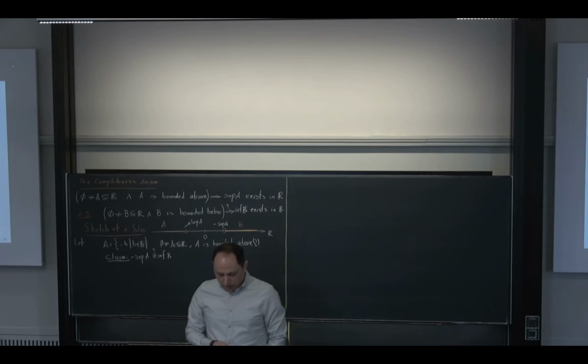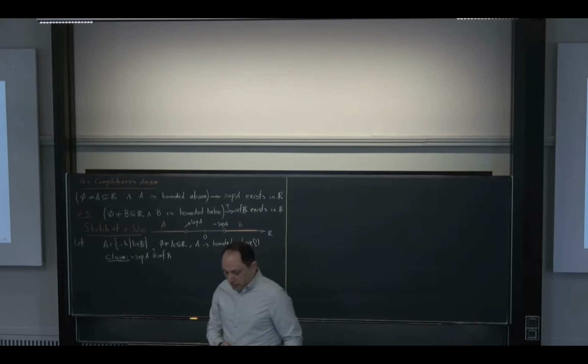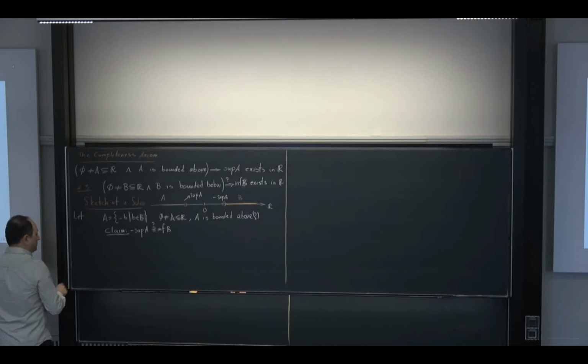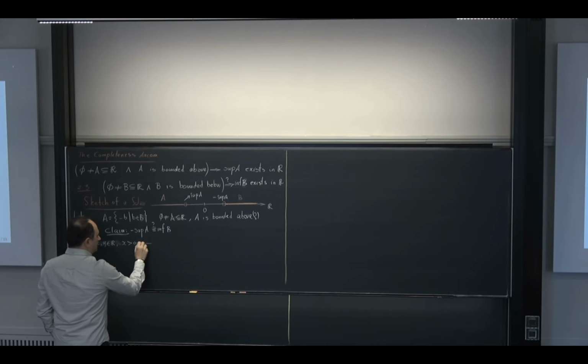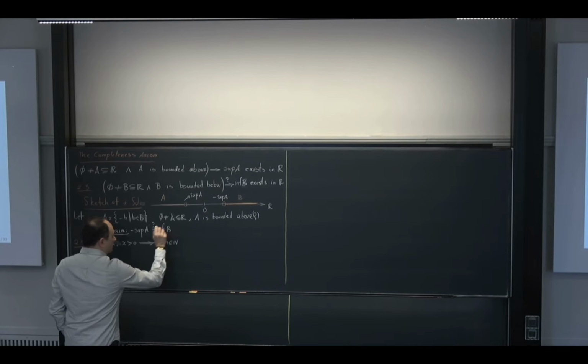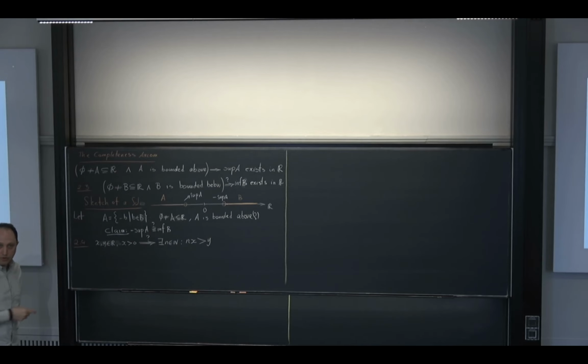So now this is a very important theorem, a very simple one, the Archimedean property. It tells us that if x and y are real numbers and if x is positive, then there is a natural number little n, so that when you multiply it by x, it becomes greater than y. Okay? So theorem 2.4: x and y are real numbers, but x is positive. I want to grant the existence of a natural number so that when I multiply it by the positive one, it becomes greater than y. Okay? Intuitively, is it clear for you?